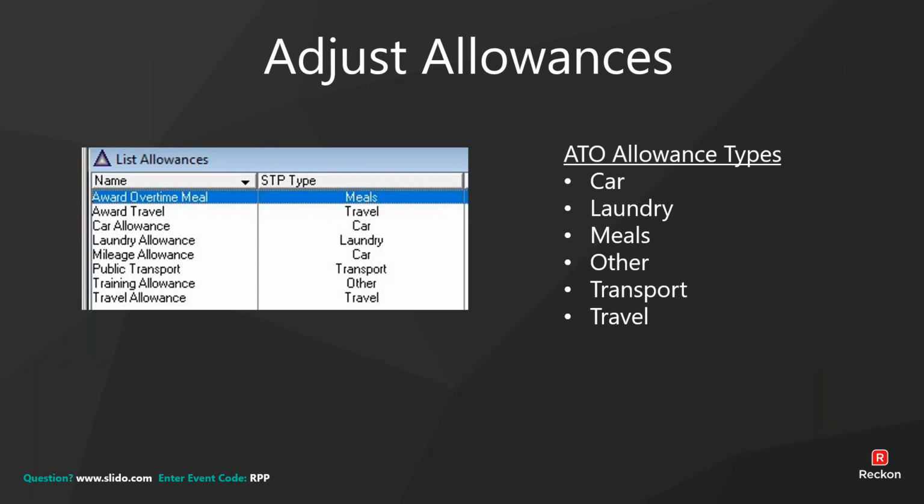If you're using allowances, you need to make sure that the allowance type, not the name, matches an ATO allowance type. They've now got 6 types that they've defined: car, laundry, meals, other, transport, travel. And you just need to choose what that might be. So for example, take mileage, that's a name, the mileage allowance that I've called it. And I need to define whether that's a car or a travel one. So just make sure that they match the ATO specified type.